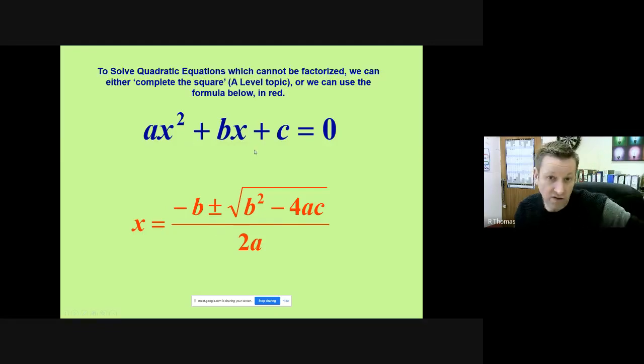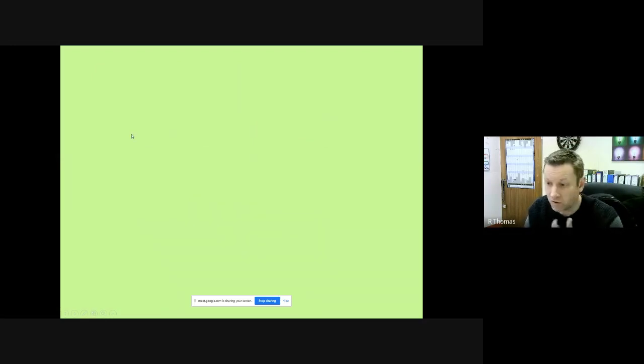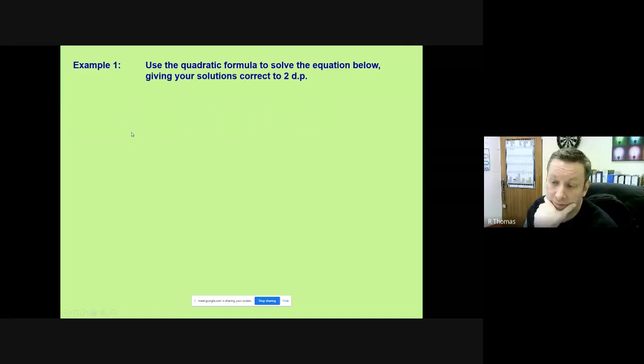There is another way to solve a quadratic called completing the square. And that's an A-level topic, but you will do it in year 11 when you do the additional maths course, right? Okay, so let's just try one, right? So get a piece of paper, get a pen out. Let's solve this quadratic equation, correct to 2 decimal places.